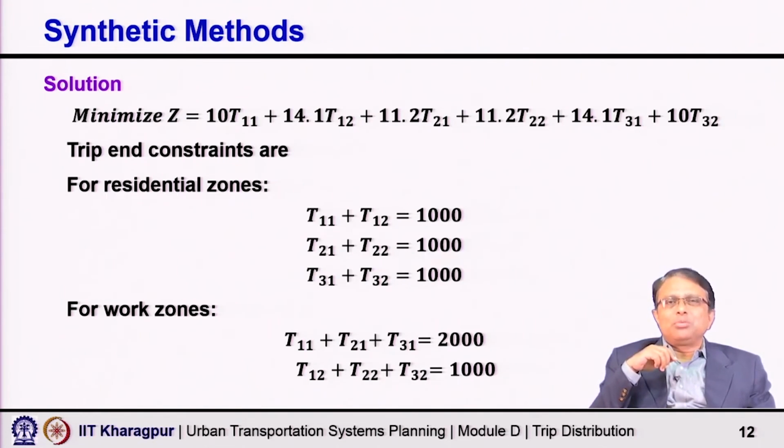We know that T11 plus T12, the total productions from zone 1, has to be 1000, T21 plus T22 again has to be 1000, T31 plus T32 also has to be 1000, because each zone is producing 1000 trips. Similarly, the attractions: we have 2 zones only, 1 and 2. So, T11 plus T21 plus T31 has to be 2000. Similarly, T12 plus T22 plus T32 has to be 1000. And of course, all of these, T11, T12, T21, T22, T31, T32, have to be 0 or any positive value, they cannot be negative.